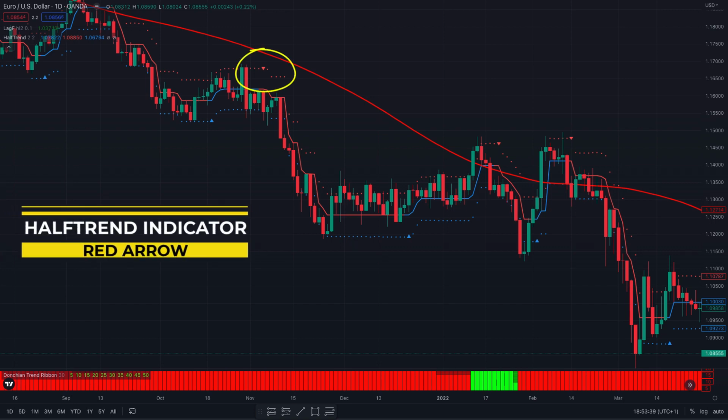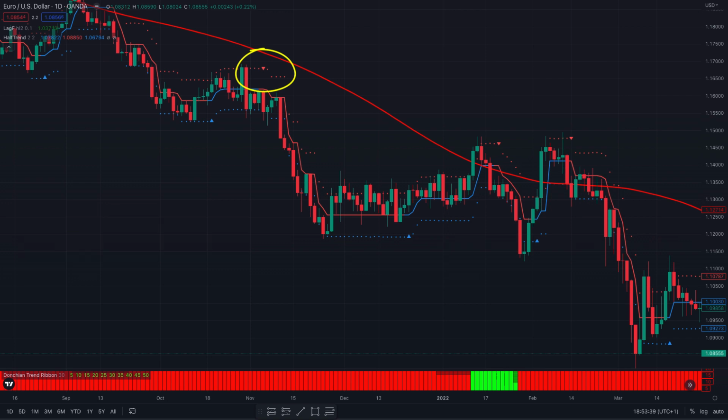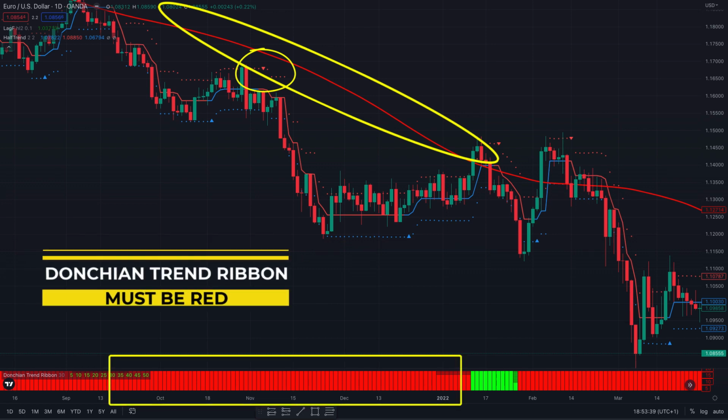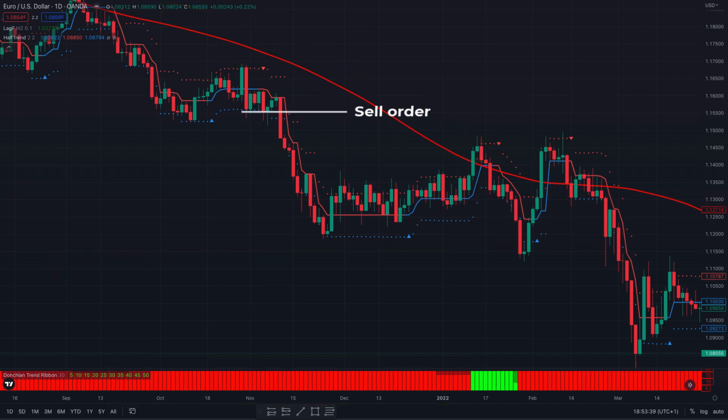First, we need a red arrow on Halftrend indicator. Second, Laguerre filter must be red. Third, Donchian trend ribbon must be red. Finally, we place a sell order at the close of the candle.